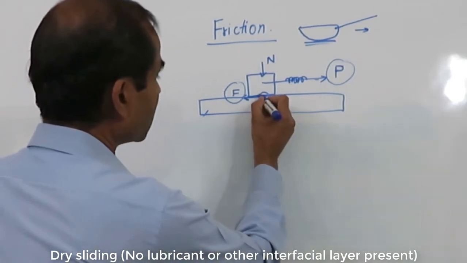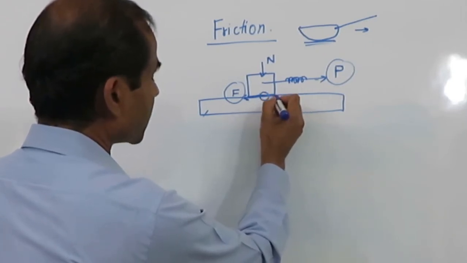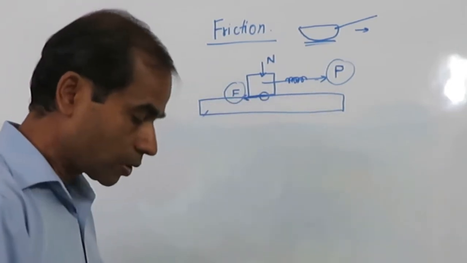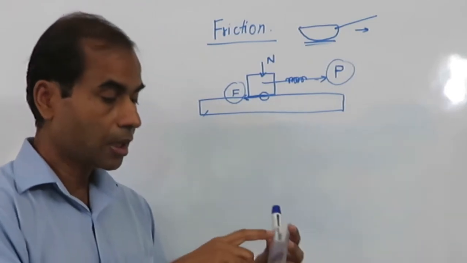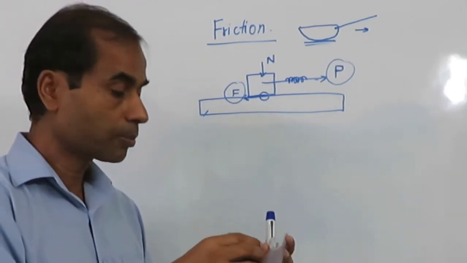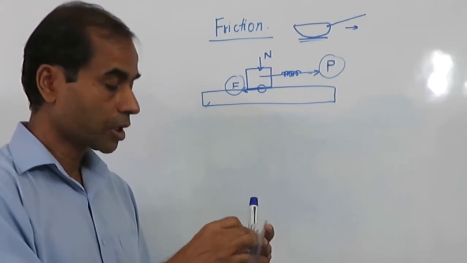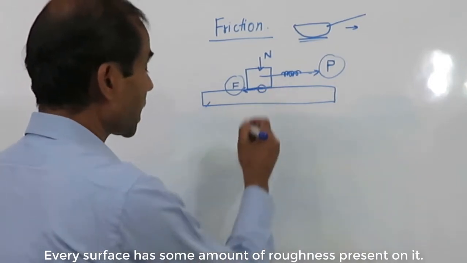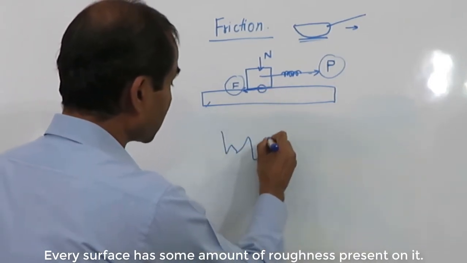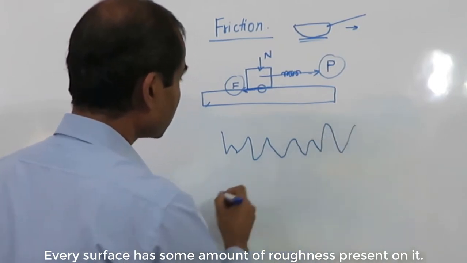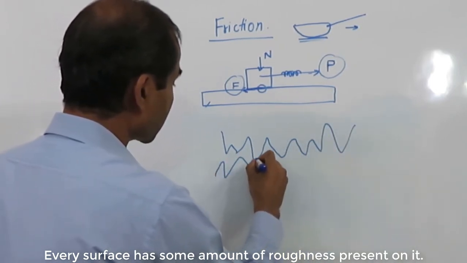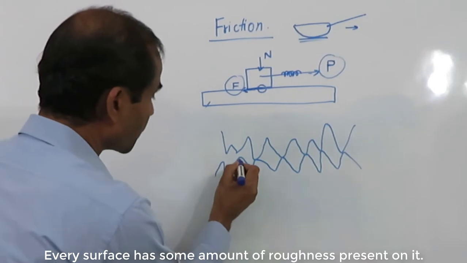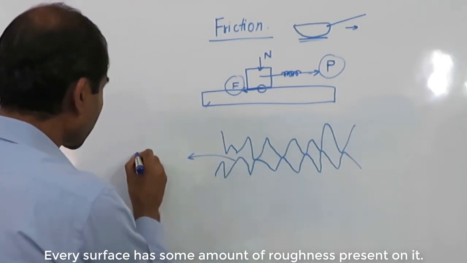If we look at this interface, the two surfaces, even though the surfaces may look smooth, for example, here I've got this ruler which is acrylic or plastic, and this is a rubber. Even though surfaces look quite smooth, if you are looking at these two surfaces at microscopic level, then you will see that the surfaces are not that smooth. These surfaces have got roughness. And these kind of protrusions are known as asperities.